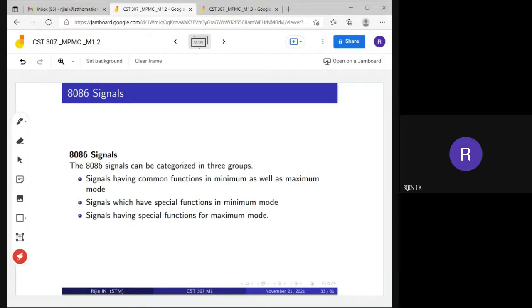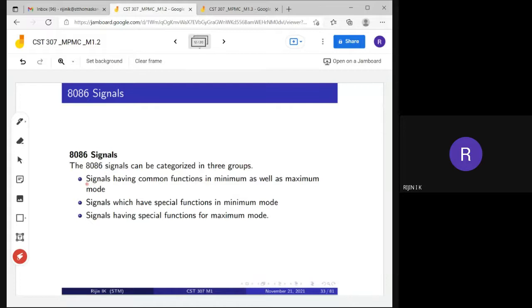As we have studied, there are 2 modes of operation in 8086, that is minimum mode operation and maximum mode operation. Based on that, the signals in the 8086 are categorized into 3 groups. So these are the 3 groups.